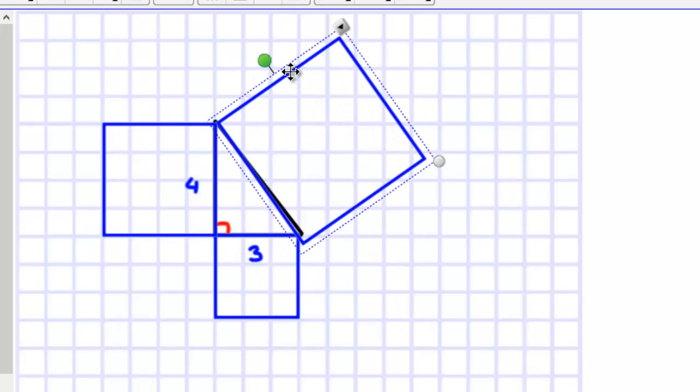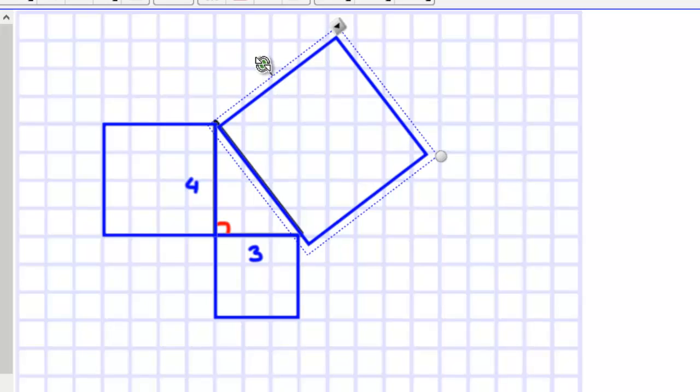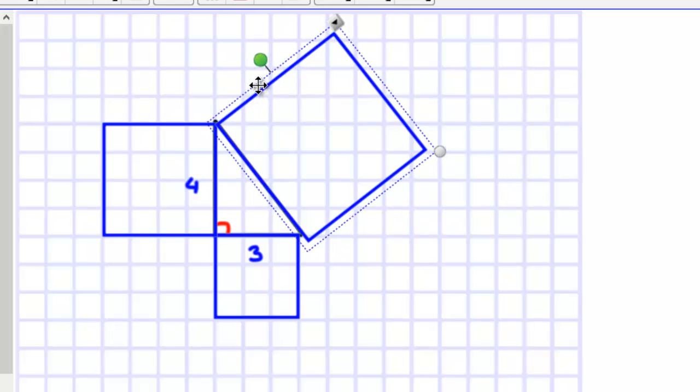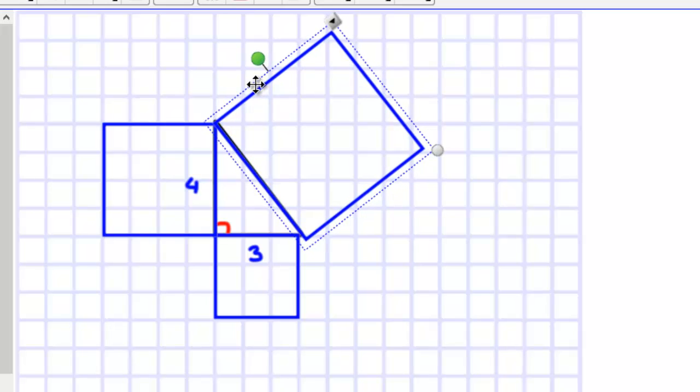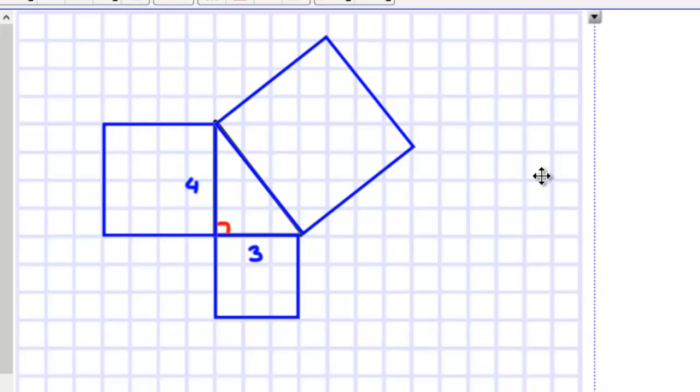Can you see? I'm trying to match it exactly with the hypotenuse. Because I don't know the dimension, I'm trying to do my best to make it fit on the hypotenuse. It's going to take some time until I adjust it, and now I'm trying to do it this way. Here we go.